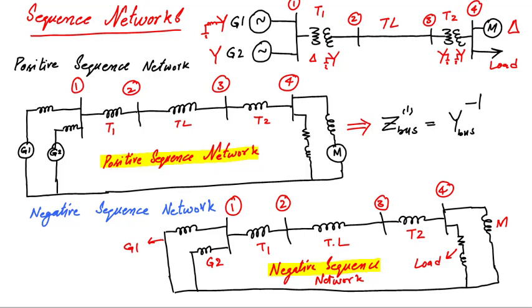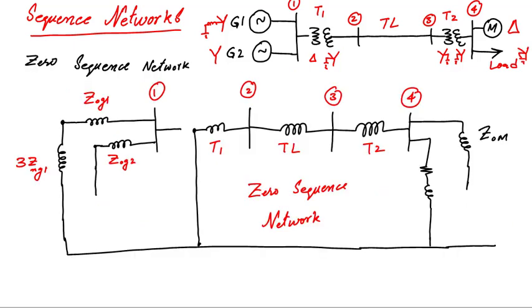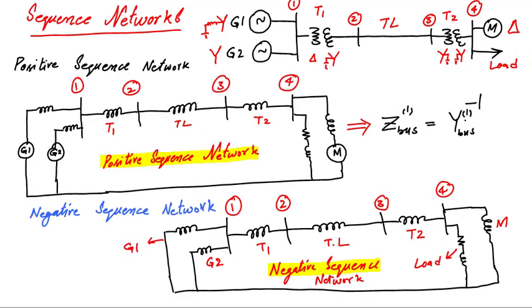So it means the Y bus as well as the Z bus of these two networks, positive and negative, will be the same. And in the same manner, if we develop the Y bus for this network and then take its inverse, the Z bus that we obtain here is known as the zero sequence Z bus. That will be equal to the zero sequence Y bus inverse. In the previous case, that was the inverse of the positive sequence Y bus.